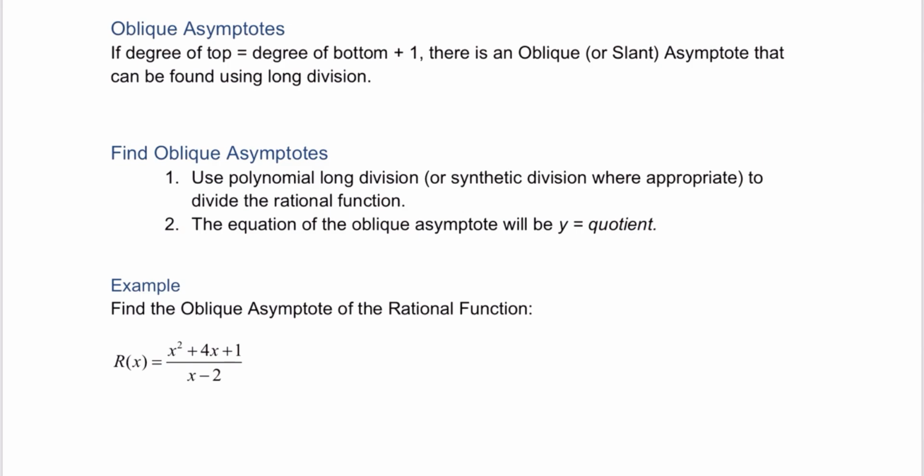We want to look for an oblique asymptote if the degree of the top equals the degree of the bottom plus 1. We can find it using long division or synthetic division when possible.